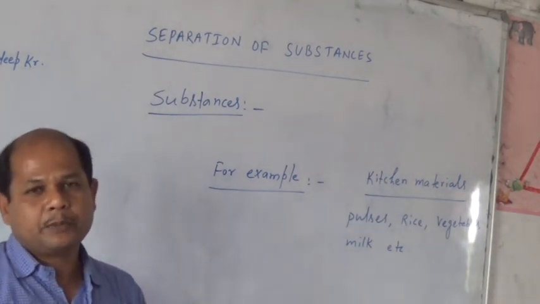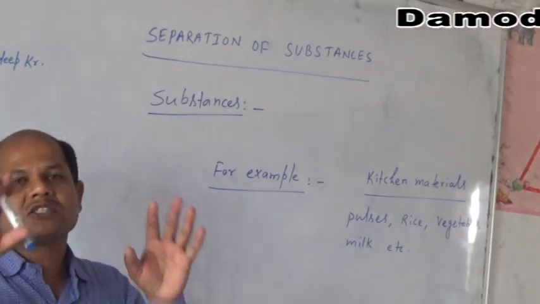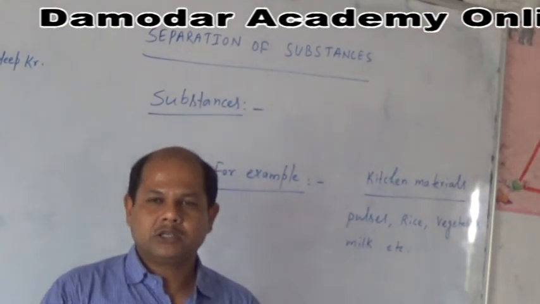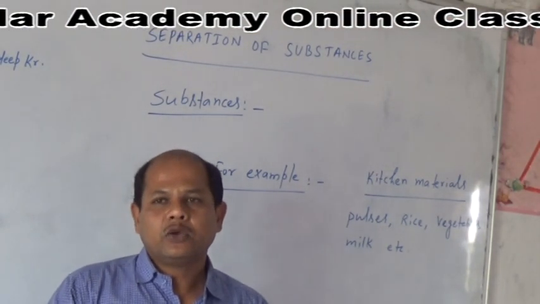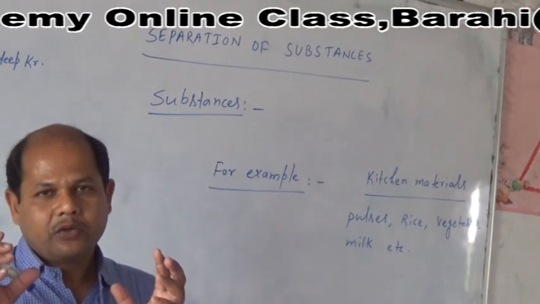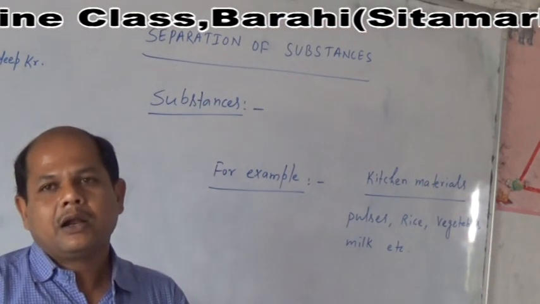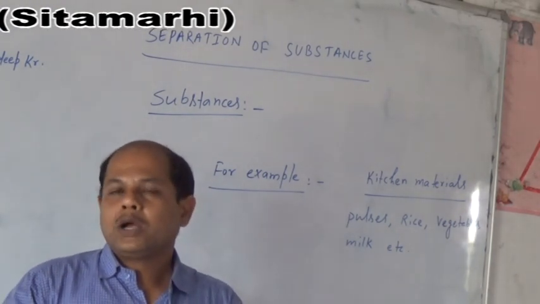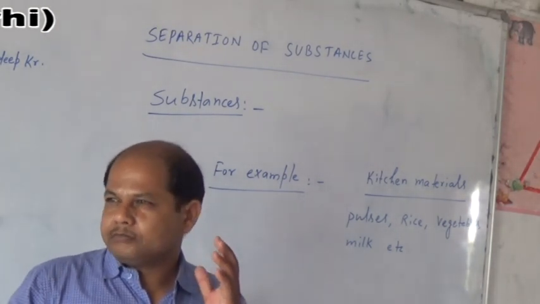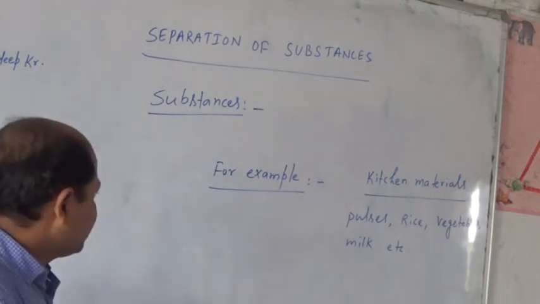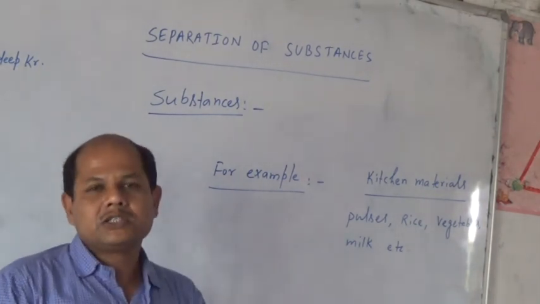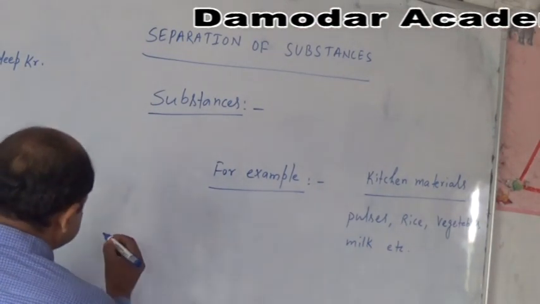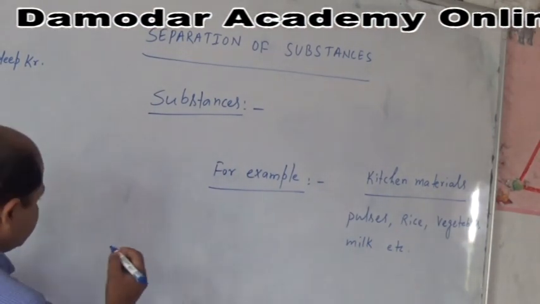We have to separate those large numbers of substances according to different methods. So we have to understand which types of methods we can use to separate different types of substances according to our use and our desire. There are many methods by which we can separate our substances.